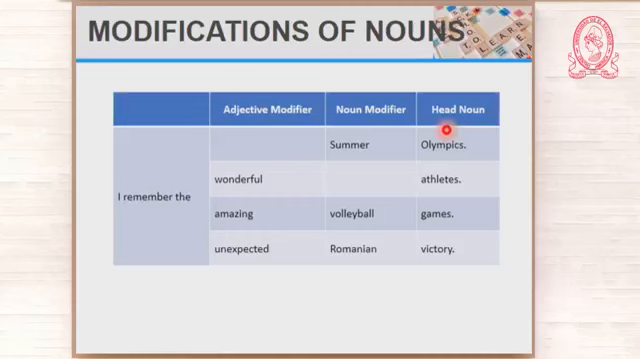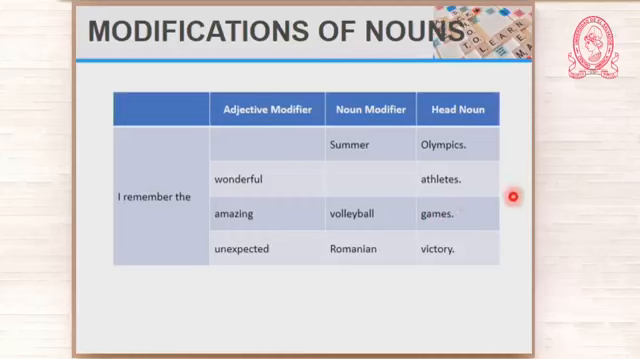Okay? In some other cases, you give your opinion. In this case, look at this adjective, wonderful. When you use this word, then you're giving your opinion. And then we can have, I remember the wonderful Summer Olympics. Or here we have another sentence: I remember the amazing volleyball games.